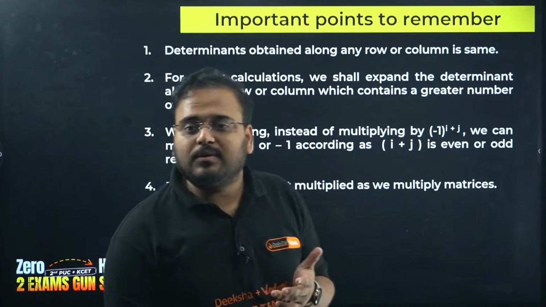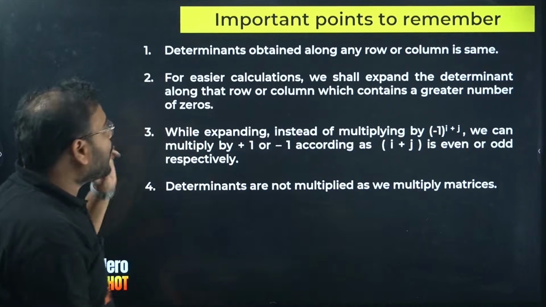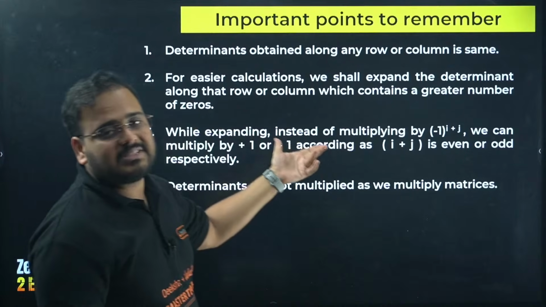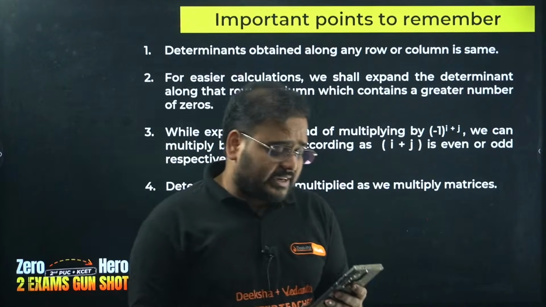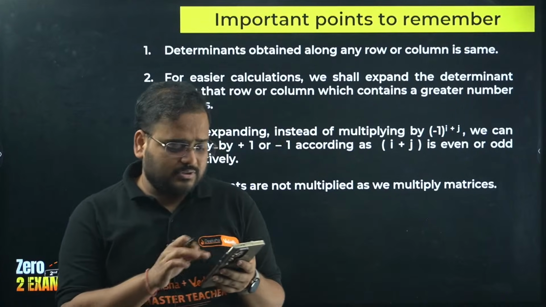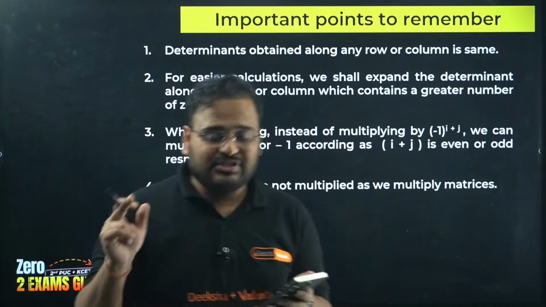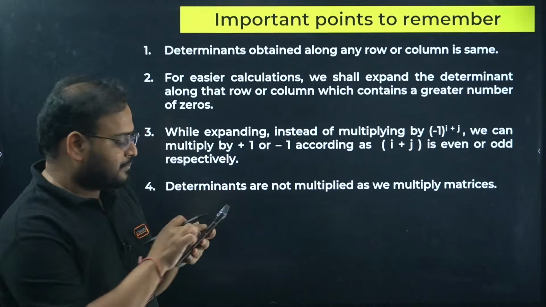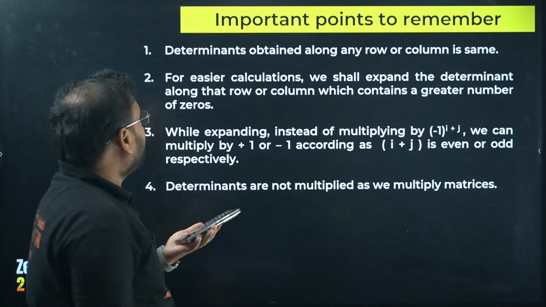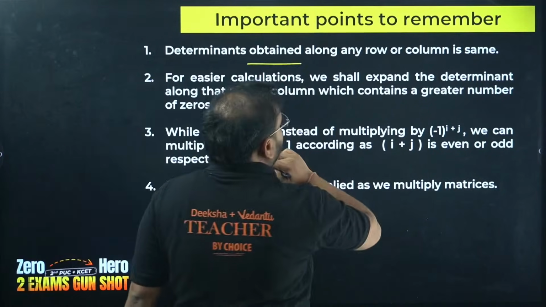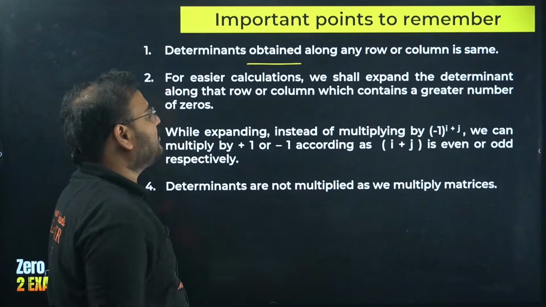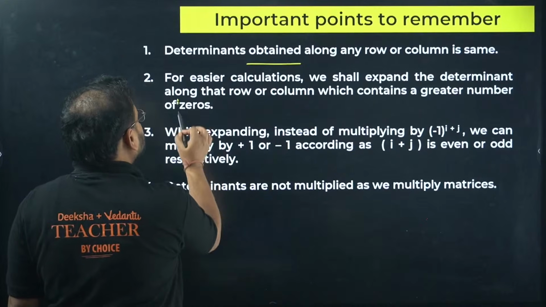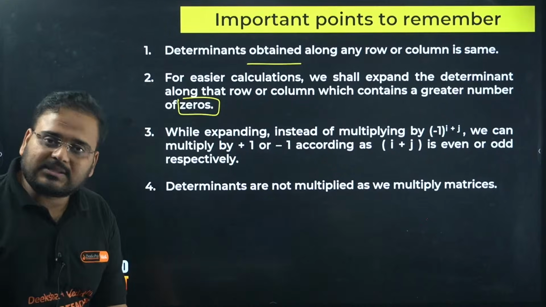A few important points to remember. Determinants obtained along any row or column are always the same. So whether you use the first row or the last column, second column, third column, anything that you use, the determinant value never changes. Yeah, all right guys, so this is always the same. Next, for easier calculations, we always prefer the row or column with the maximum number of zeros. Got it? Already explained that to you.